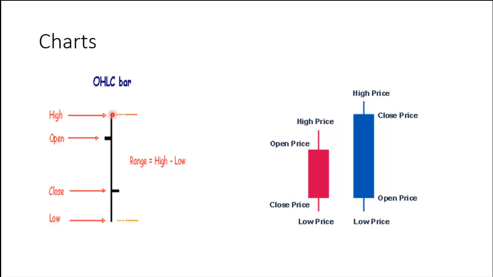If it's a 1 day chart, then this represents the movements in a whole day. If it's a minute, it represents the movements in a minute. The highest the price has been in a minute, where it opened, where it closed, at the end of that minute and at the start of that minute, and what the low was. The range is the high minus the low.